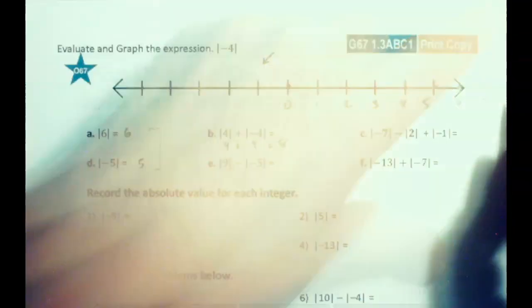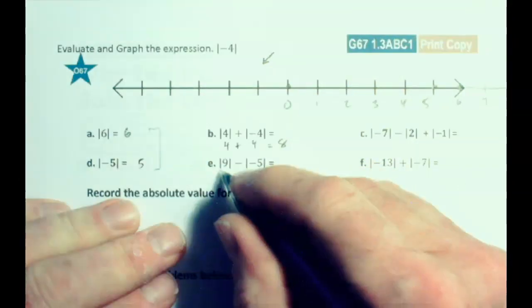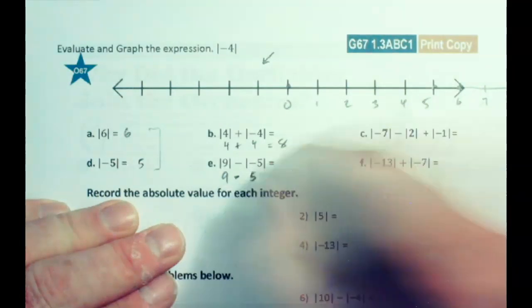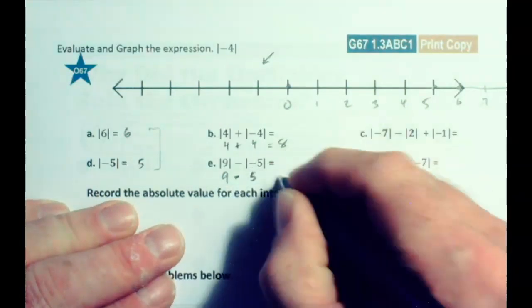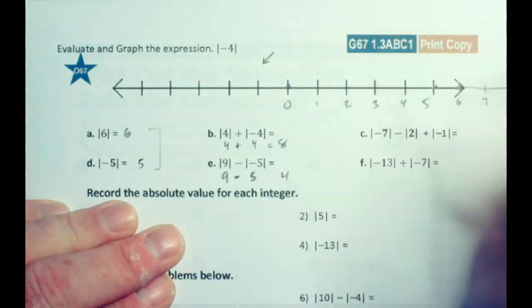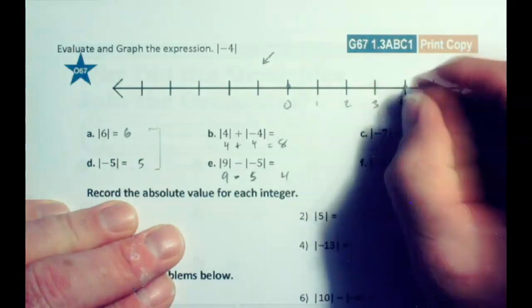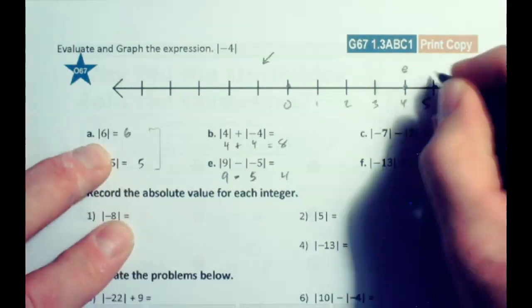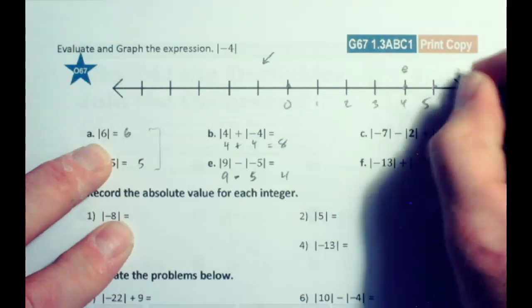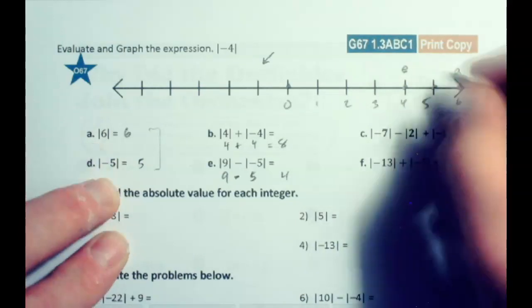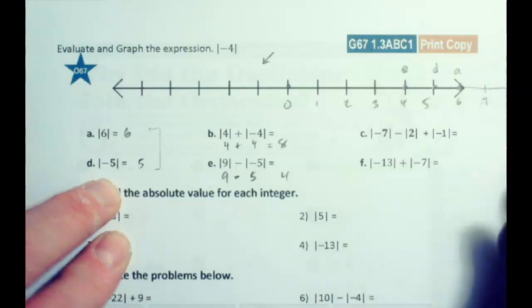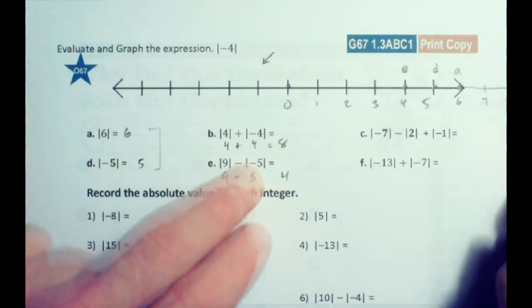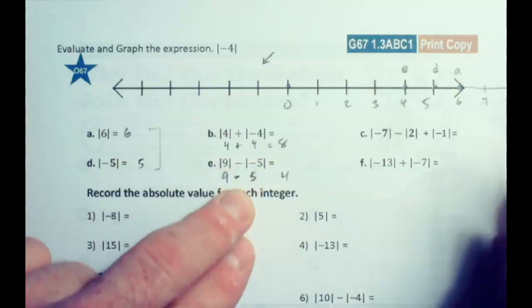And let's see. We've got 9 minus negative 5. So this is going to be just 9 minus 5, the absolute value that is. So that's going to be 4. So that's going to be here. And I should probably put down the points. This is point E. This is point A. This is point D. Point B is out here. And point E is 4. You got that one down.